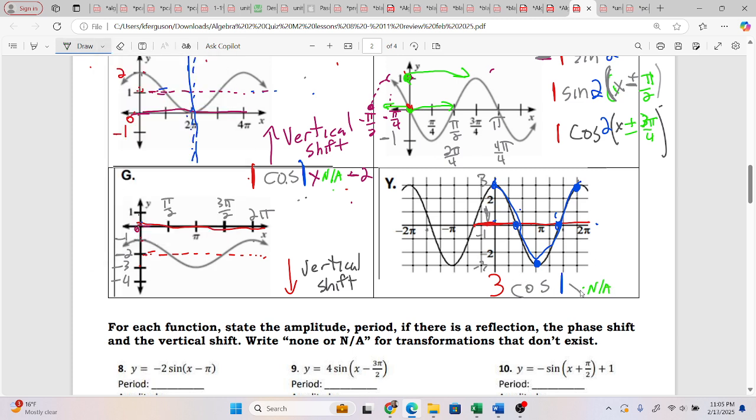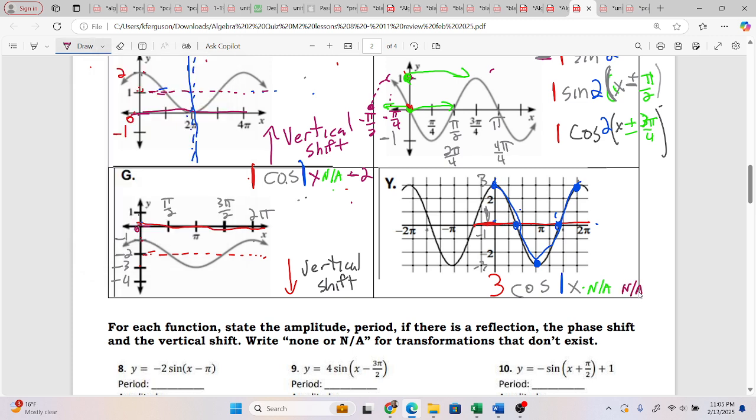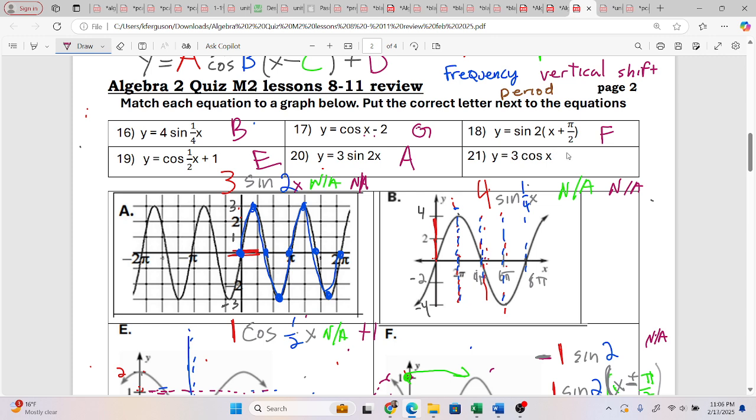Then we look at vertical shift. The high point of the graph is +3 and the low point of the graph is -3. See, those two numbers are opposites, so that's telling me I didn't move up or down. So there's nothing on the vertical shift. From this, I should just have y equals 3 times cosine of x. And there's my y right there. Boom. That was the long and the short of it.